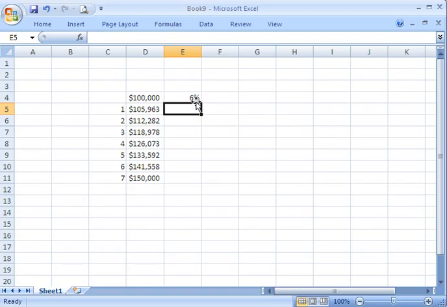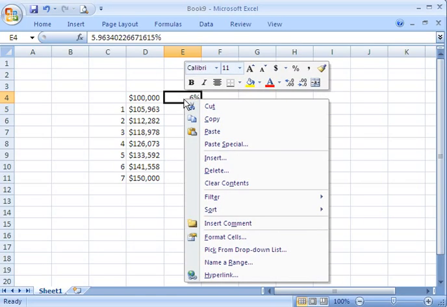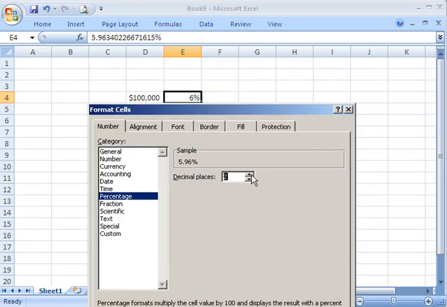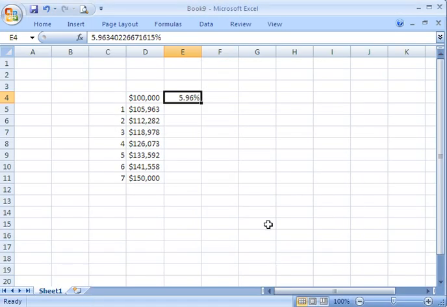Normally, I'd like to see this with more decimal places to show that it's not exactly a 6% increase. Let's right-click, format the cells, and choose 2 decimal places. There. We can see that the answer really was very close to 6%, but a little bit less. A steady increase of 5.96% each year for 7 years gives me a total increase from $100,000 up to $150,000.